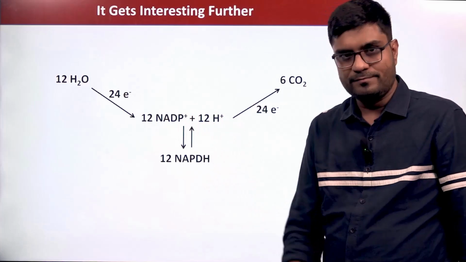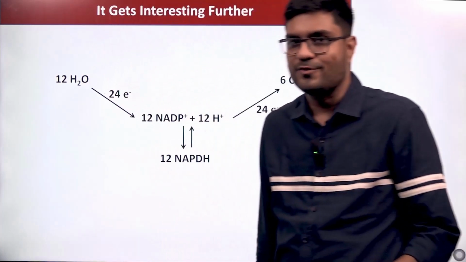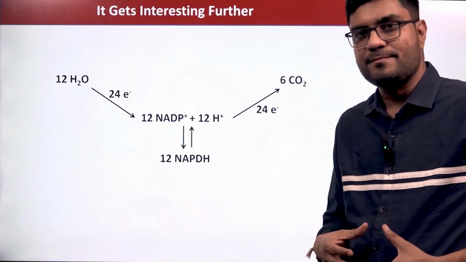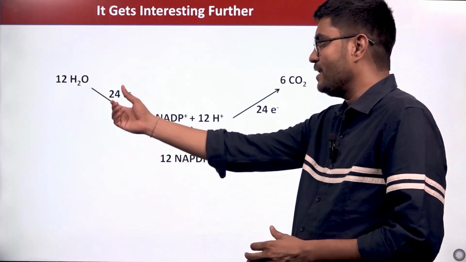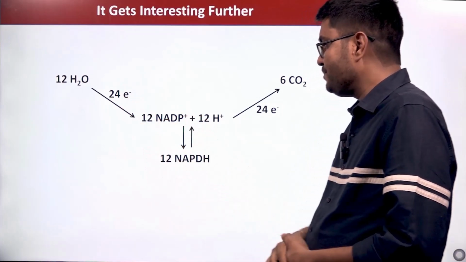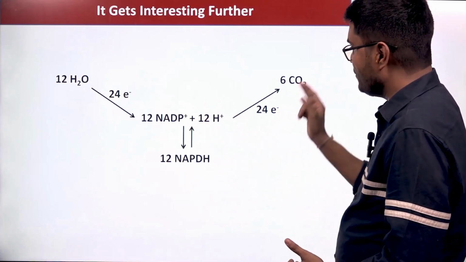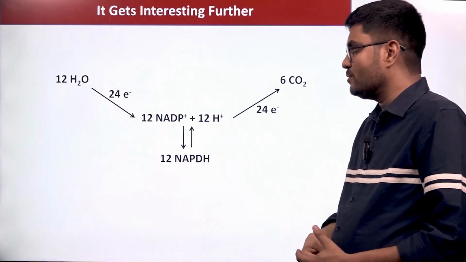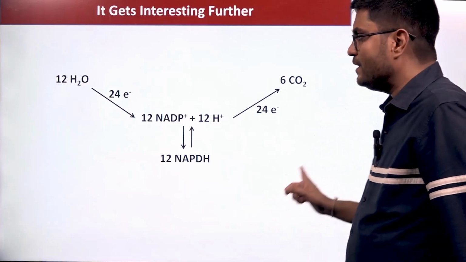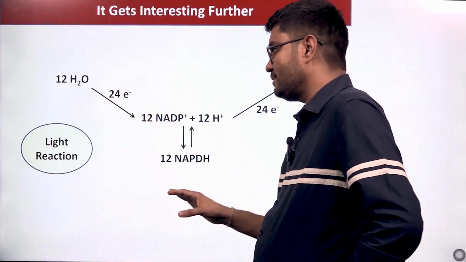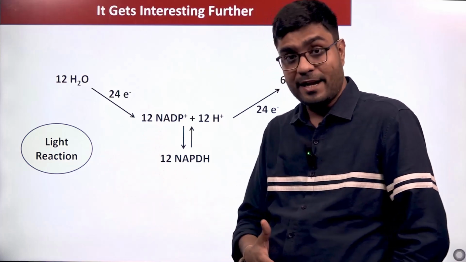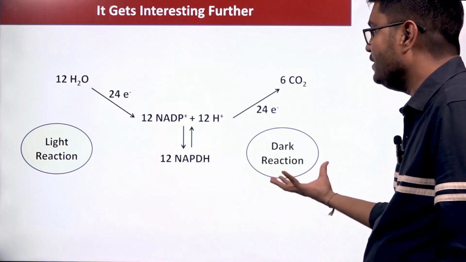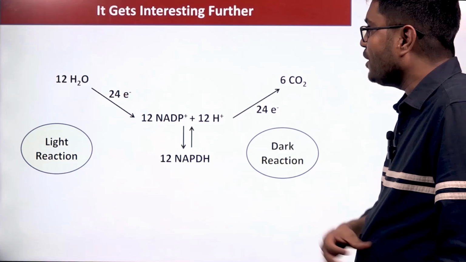So we are having a pit stop here. We are having a central point of the electron transfer in photosynthesis, where the NADP-NADPH couple is behaving as a mediator of electron transfer. First 24 electrons go from NADP plus to NADPH, then a reversible reaction, then those 24 electrons will be given to 6 CO2. So ultimately, 24 electrons are being transferred from 12 water molecules to 6 CO2 in a two-step manner. The first step is dependent upon light, so we are calling it light reaction. And the second step is not dependent upon light, so we are calling it what? Dark reaction, right?